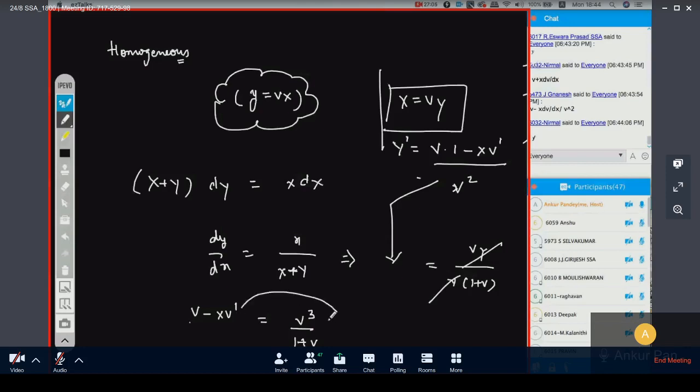Now this comes here, this goes there. V minus V cube by 1 plus V is equal to x V dash. Instead of V dash, I'll be writing dv by dx so that I can see, okay, now they are separated. Yes or no? Once you have separated V and x, or any two variables, you are done. Clear?